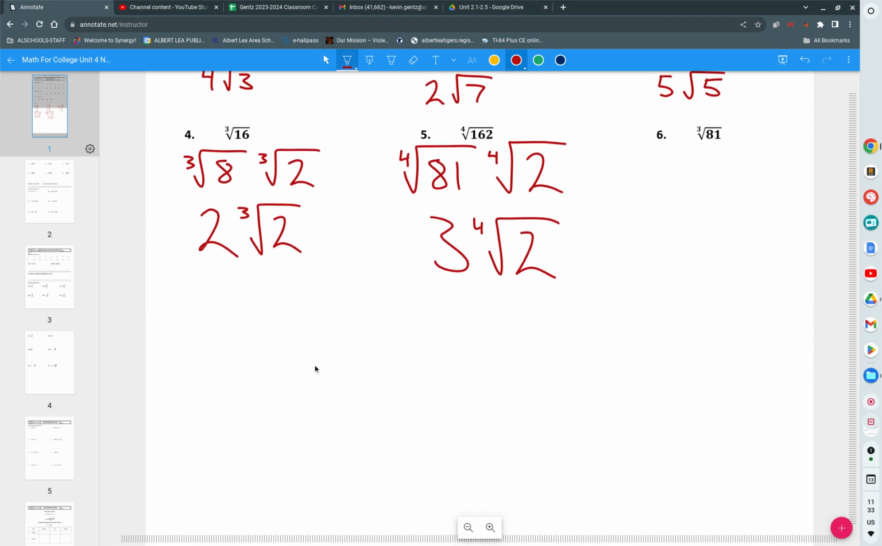How many times does it go in? So I have the cube root of 27 times the cube root of 3. Okay? You always simplify the first one. What is the cube root of 27? 3. So I get 3 cube roots of 3.